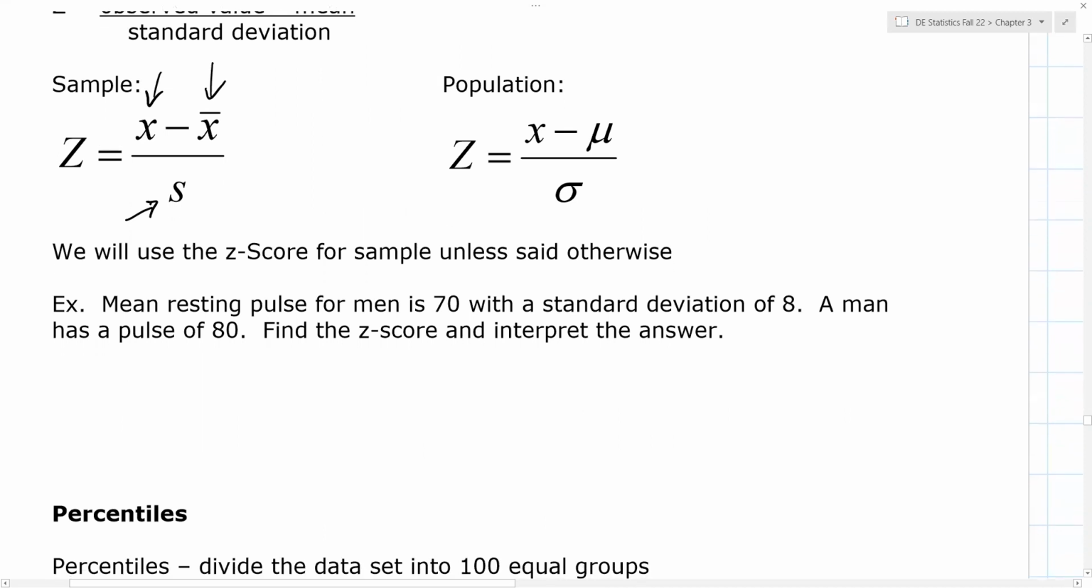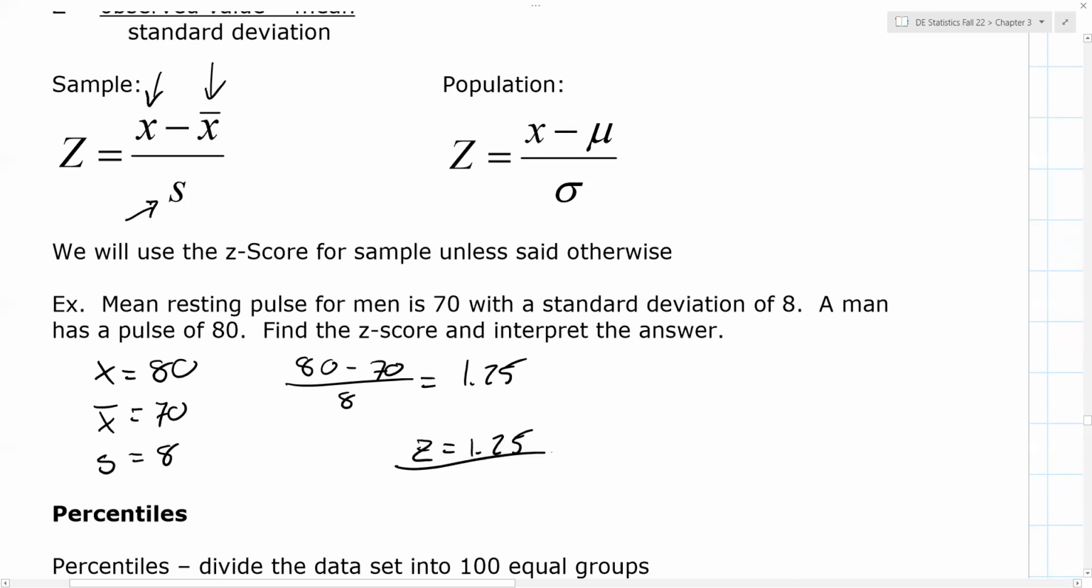So X is the data point that we have, which is 80. X bar is our average, which is 70. And then our standard deviation is 8. So we plug that information into our formula. So we get 80 minus 70 divided by 8, which gives us 1.25. So our z-score is 1.25. That's the first part.